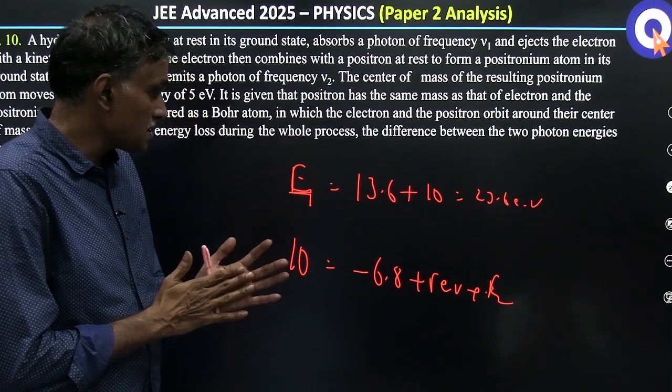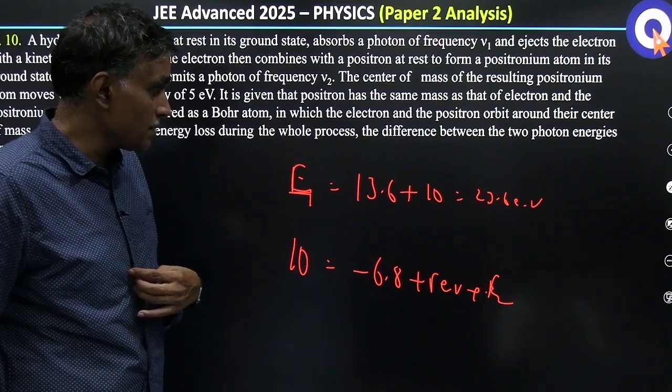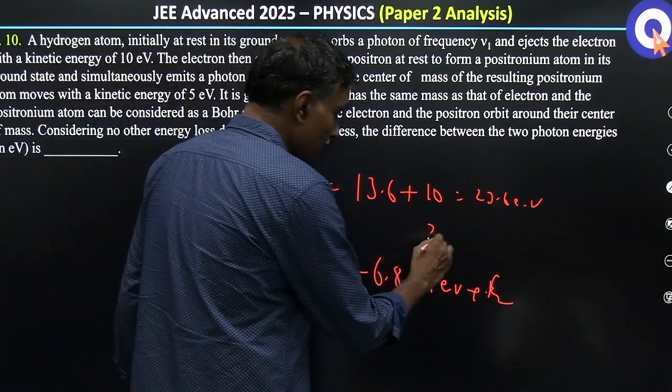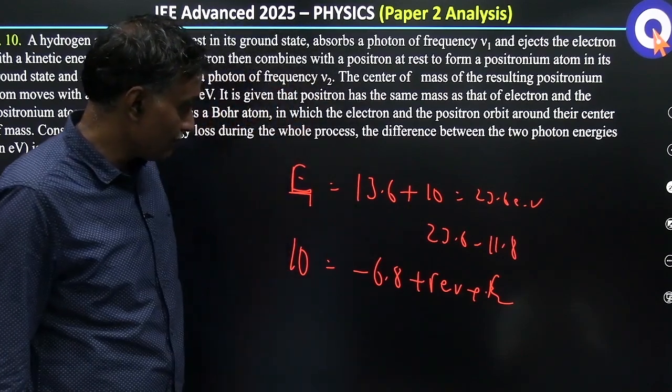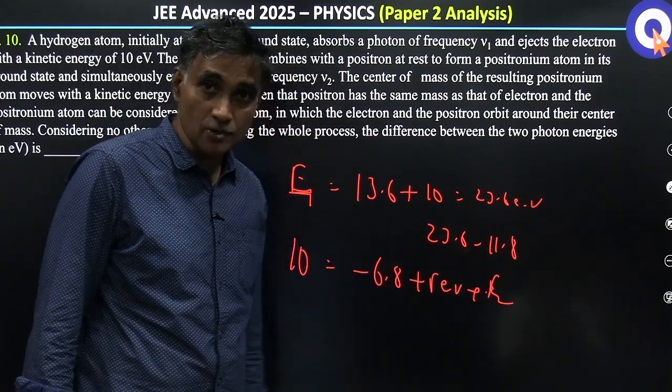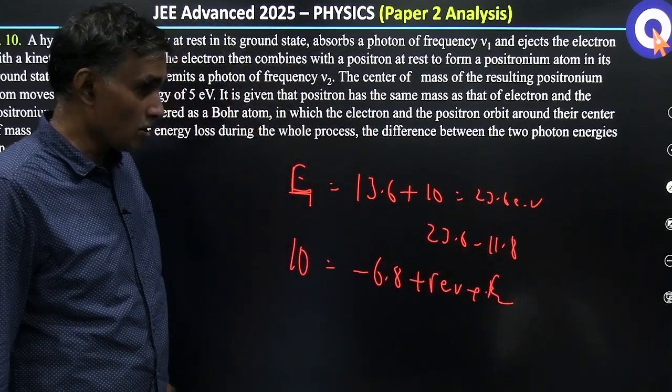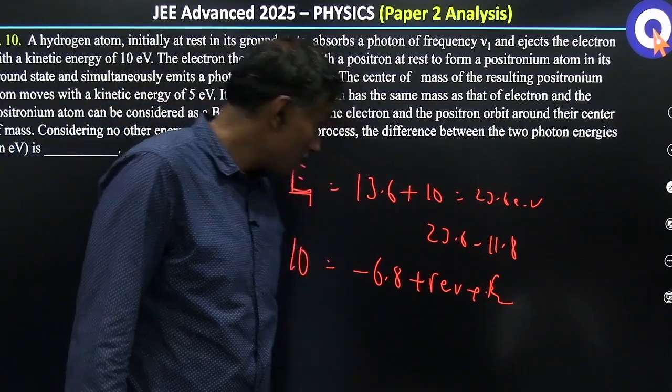So what is E2 minus E1 or E1 minus E2? 23.6 minus 11.8. That is also 11.8, I think. 11.8 into 2 will be this. So the answer is 11.8 electron volt. Next question.